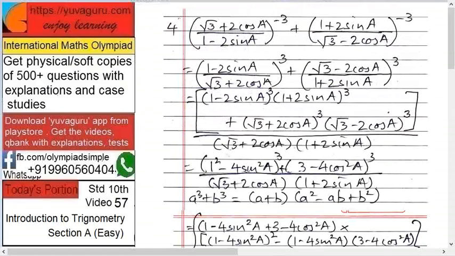Okay. Next, let's solve this. Root 3 plus 2 cos a upon 1 minus 2 sin a, the whole raised to minus 3, plus 1 plus 2 sin a upon root 3 minus 2 cos a, the whole raised to minus 3. Now we have to solve this. It means what? Firstly, convert this.